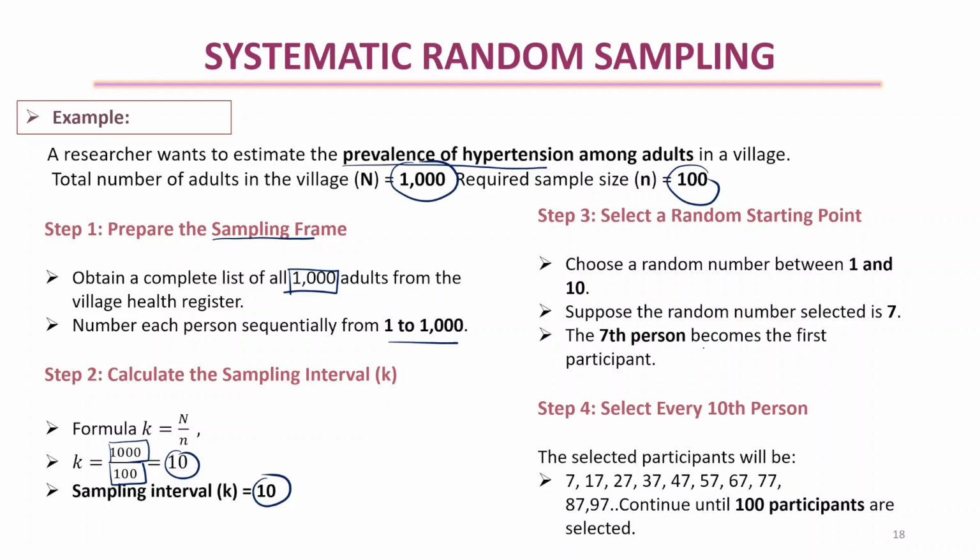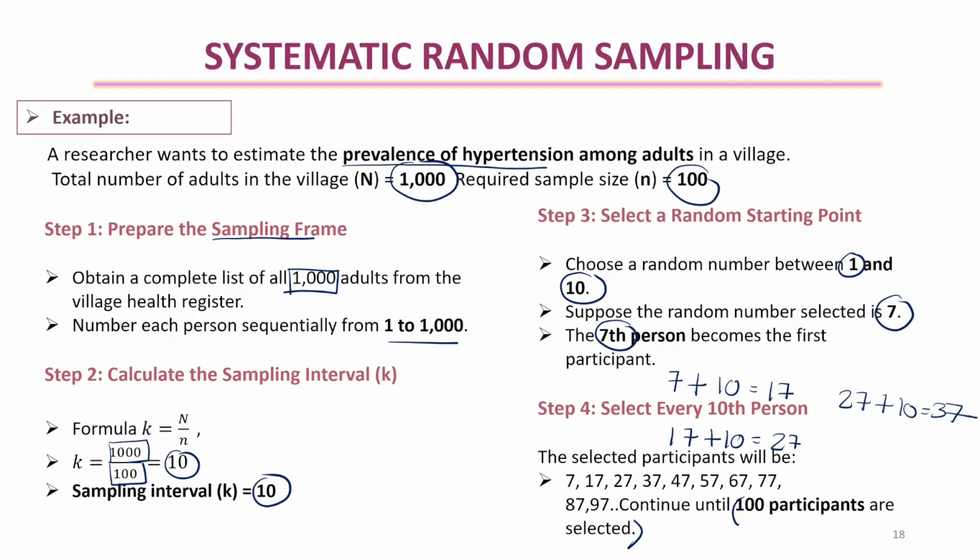Then I will select a random starting point by choosing a random number between 1 and 10. Suppose my random number selected is 7. The seventh person will become my first participant, and the next participant would be 7 plus the sampling interval, which is 10, that would be 17. Next would be 17 plus 10, 27. Next would be 27 plus 10, 37, and so on until my 100 participants are selected for the study.